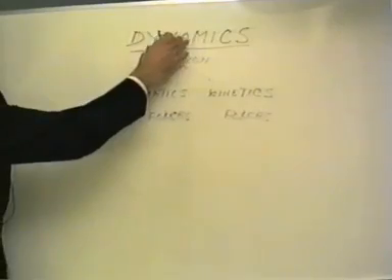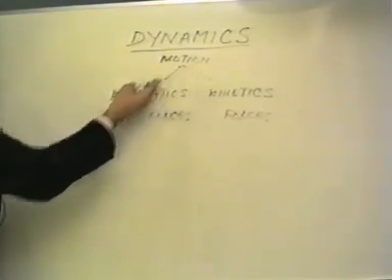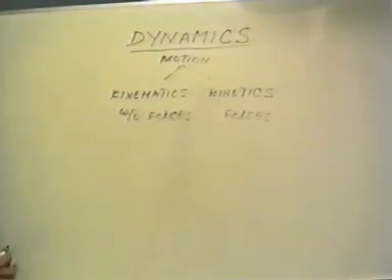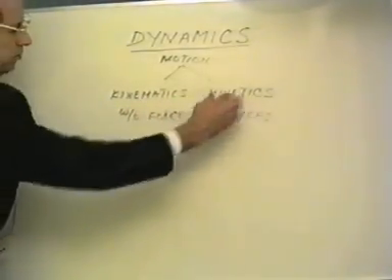So dynamics is a general term. Kinematics is without forces involved. Kinetics is what's being involved. This is the body only. This is the body plus forces.